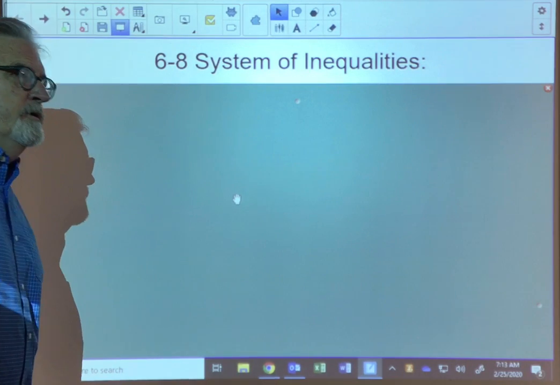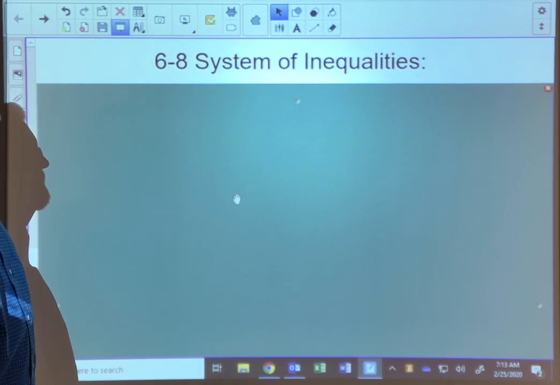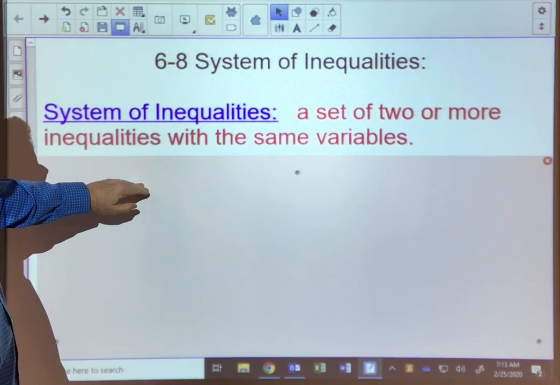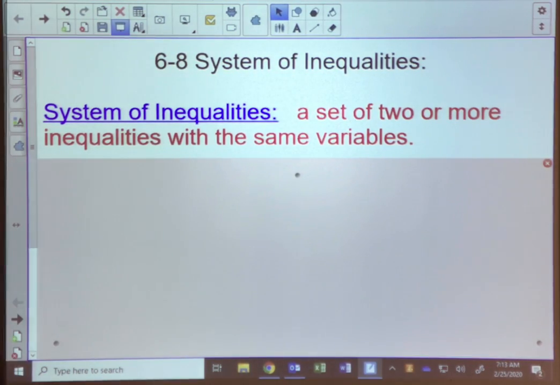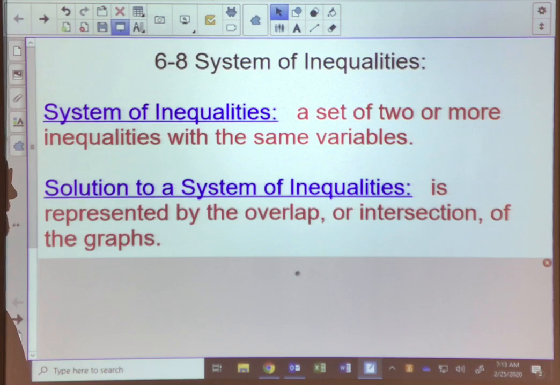Let's talk about systems of inequalities today. For the last 2 weeks, we've been studying systems of equations, and systems of inequalities are very similar. A system of inequalities is a set of two or more inequalities with the same variables. That's pretty much the same definition as for a system of equations, except now we're dealing with inequalities versus equations. The solution to a system of inequalities is represented by the overlap or the intersection of the two graphs. I think that'll become apparent when we start graphing some of these.